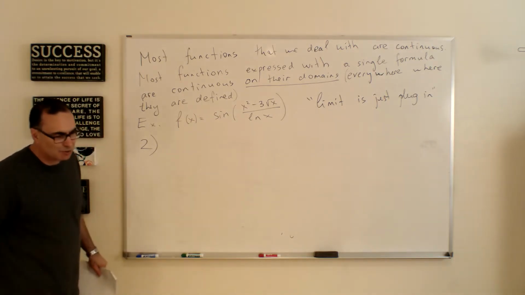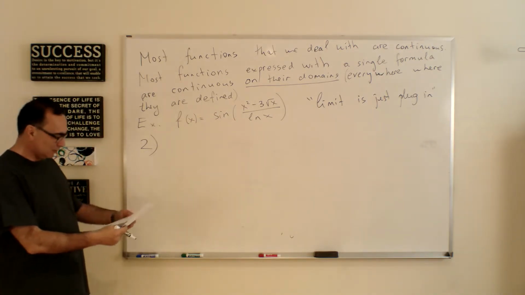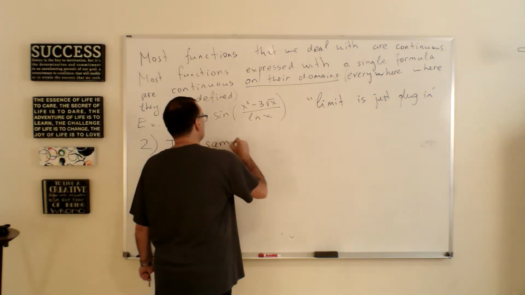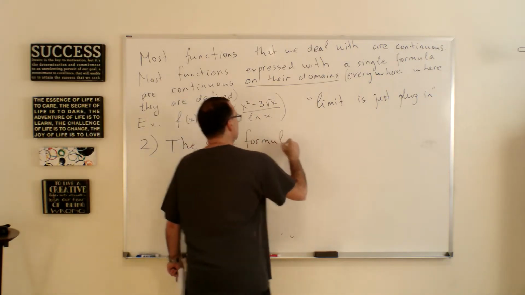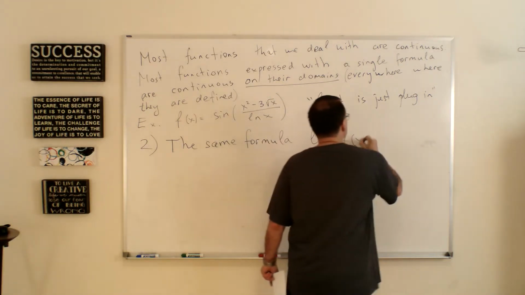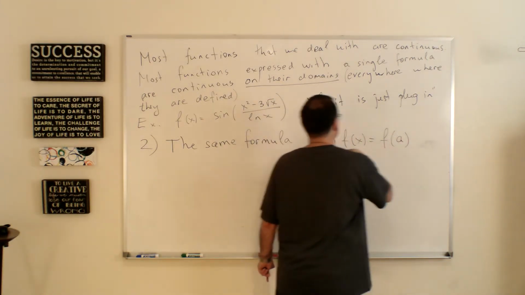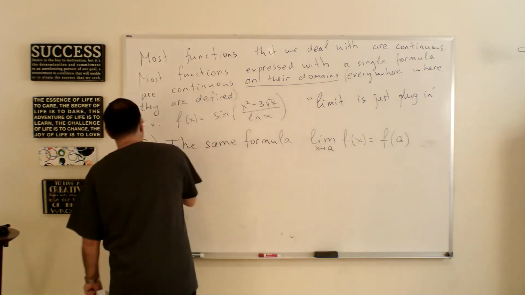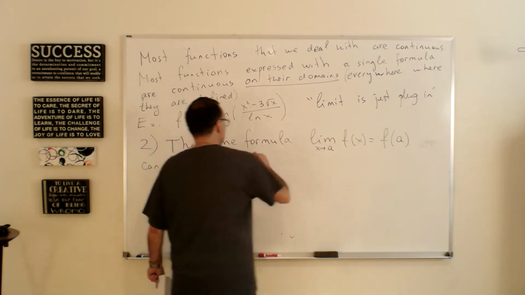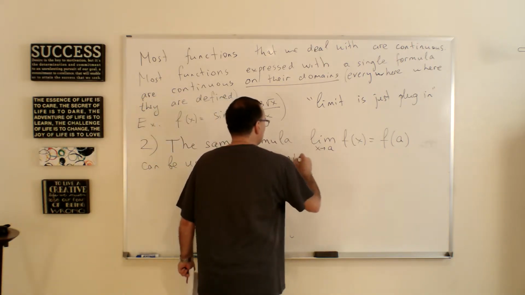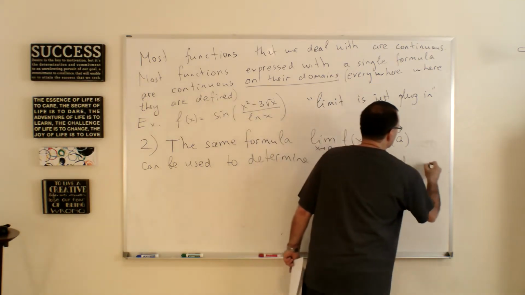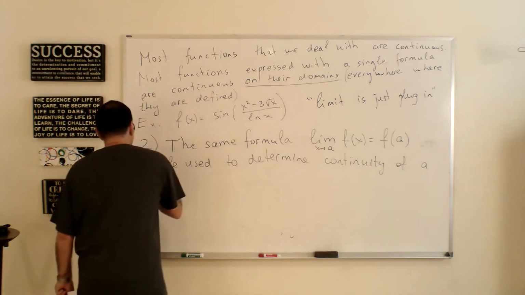This formula can also be used to determine if a function is continuous or discontinuous. So the same formula, namely limit as x approaches a of f of x equals f of a, where the limit of a function equals the value of the function, can be used to determine continuity of a function at a point.